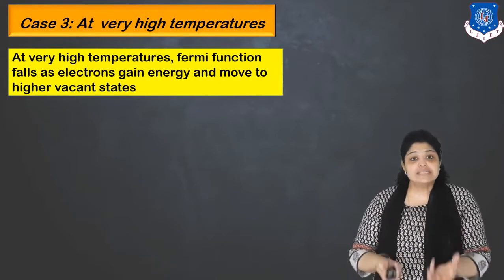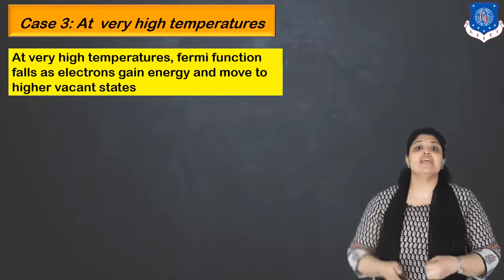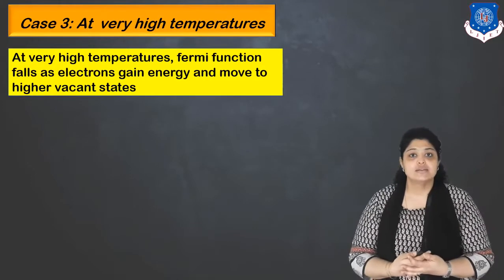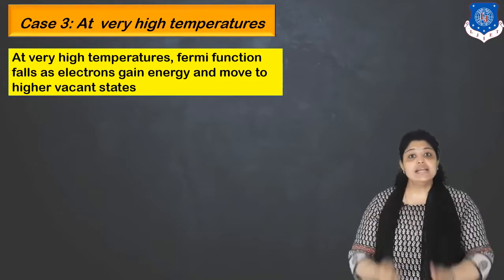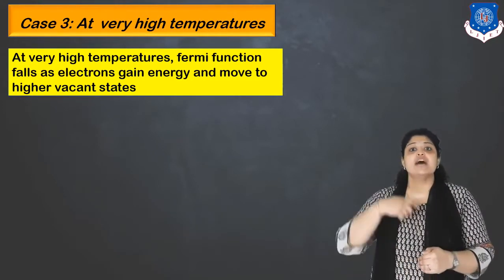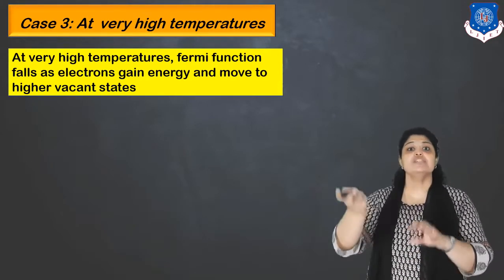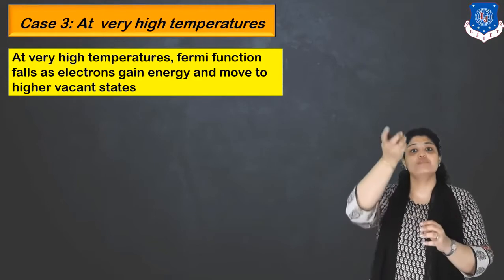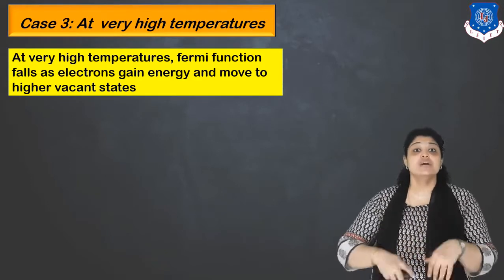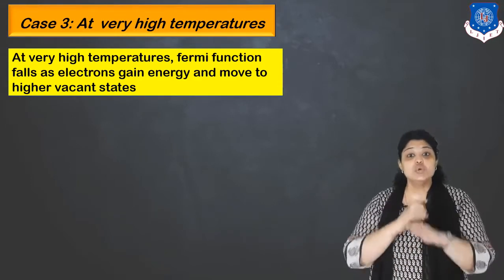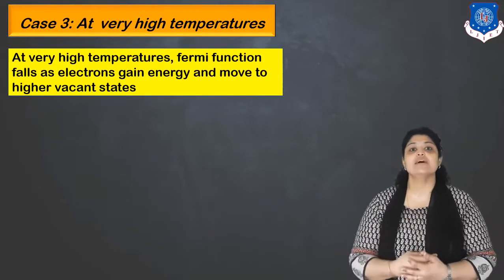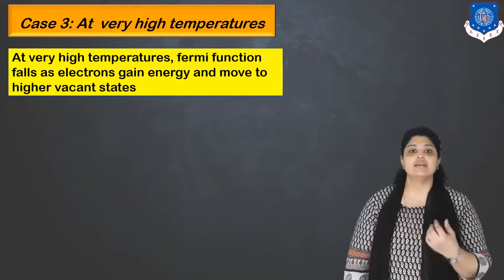Why? Because electrons gain energy and they move to the higher vacant states. So we cannot clearly define how many levels are filled up and how many levels are vacant. Because we are increasing the temperature, we are giving energy, so electrons are moving to the higher levels, and so there is no clear picture of how many levels are vacant. Let's just have a look at the graph.